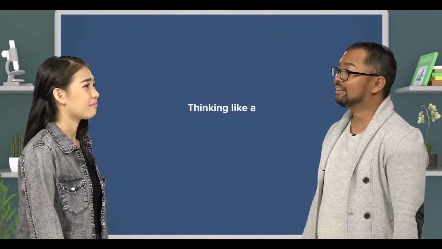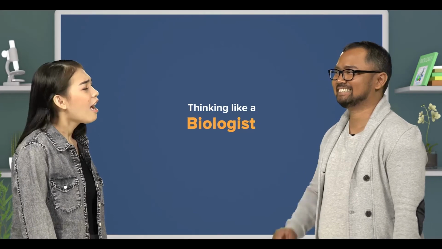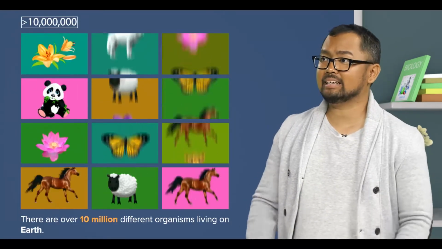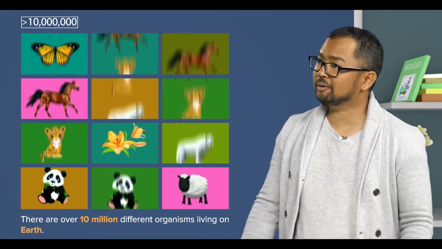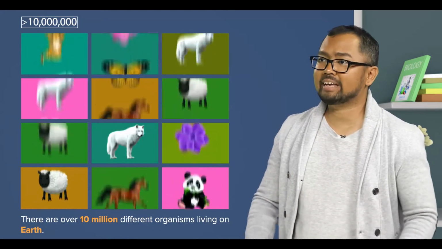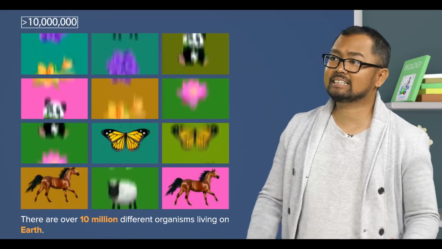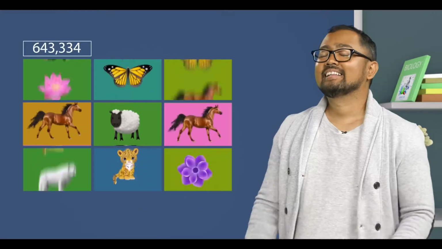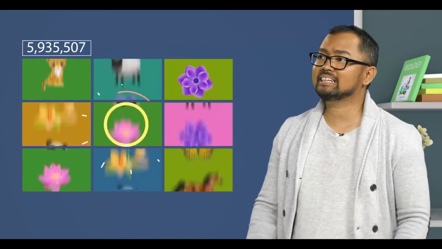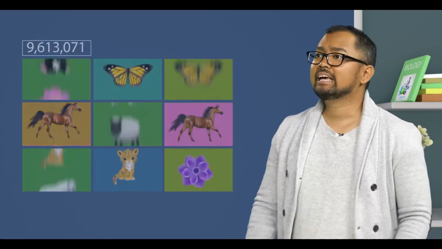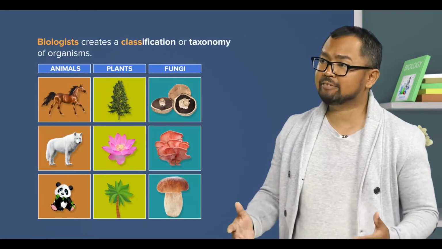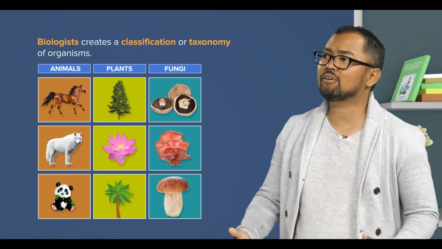I can see that you are thinking like a biologist. Why? Well, there are over 10 million different organisms living on Earth. Imagine if we don't categorize them properly and just list them down according to alphabetical order. Gosh, that would be a nightmare. That's why biologists sort these enormous lists of organisms into a meaningful order. In other words, we create a classification or taxonomy of organisms.